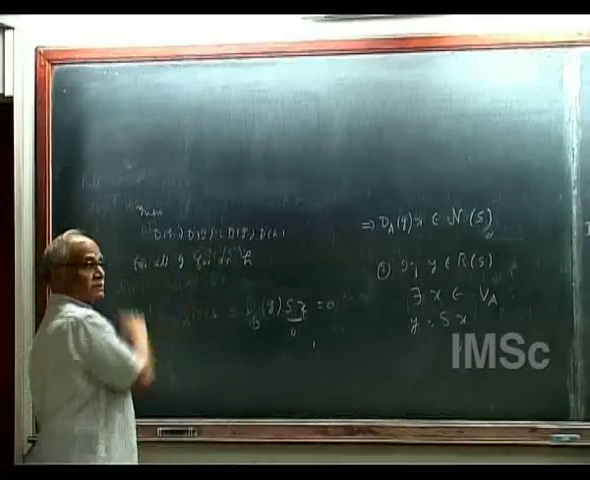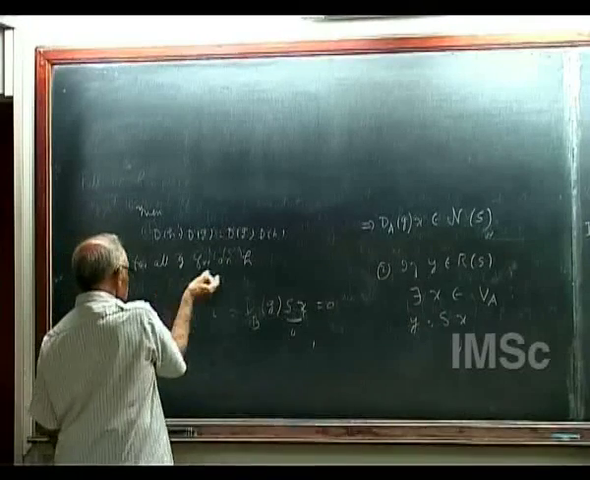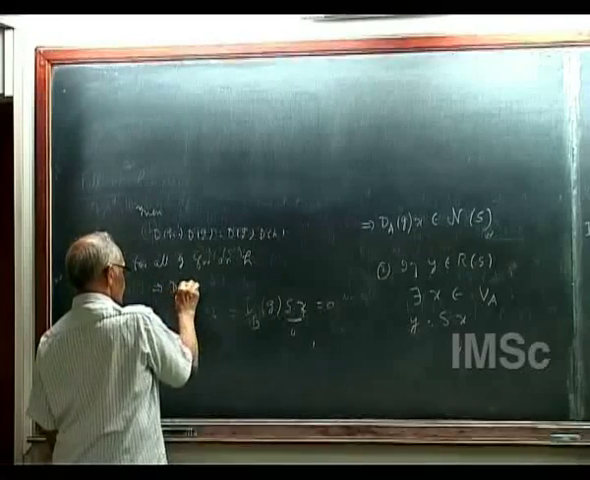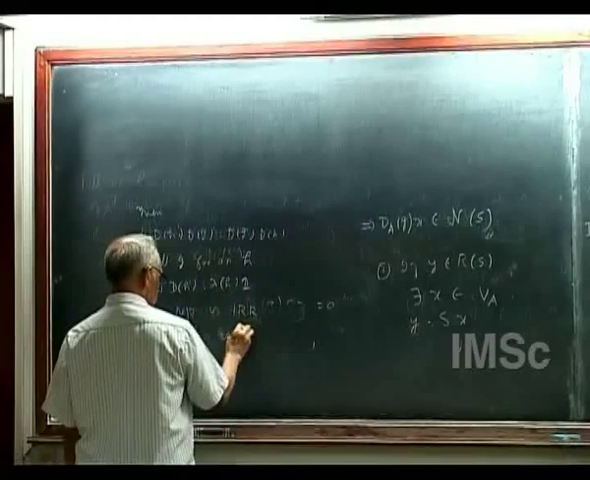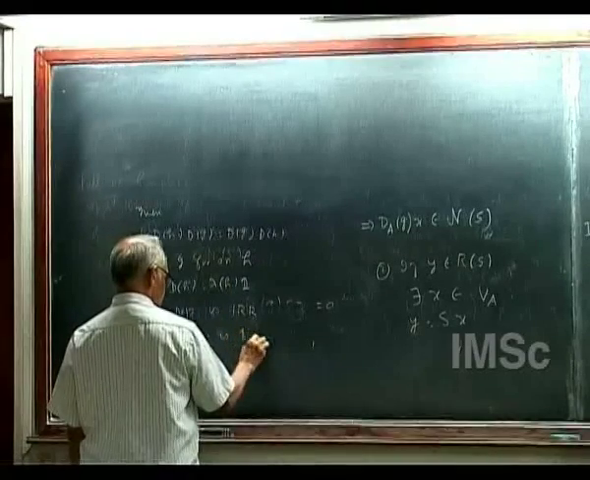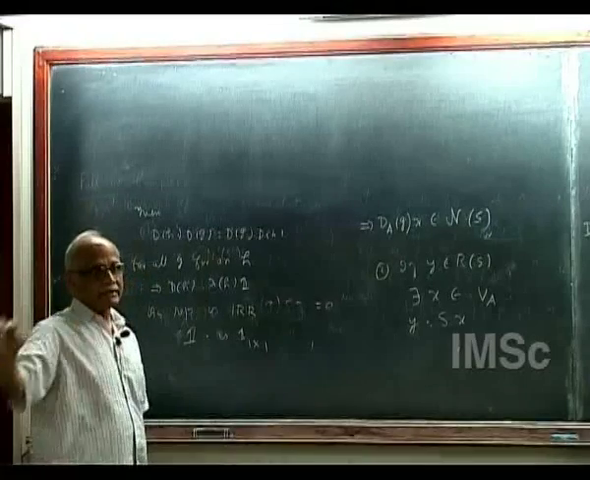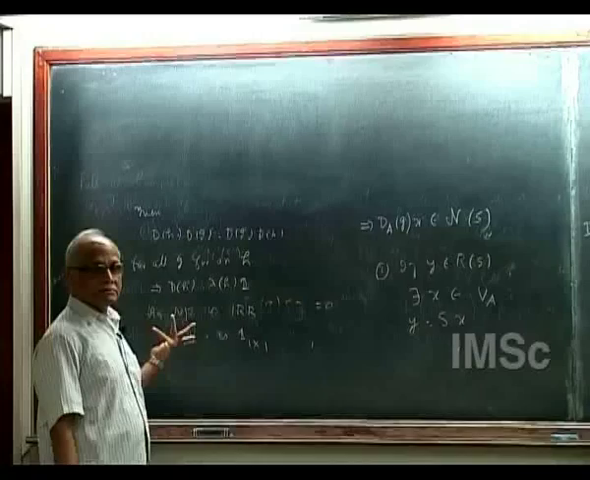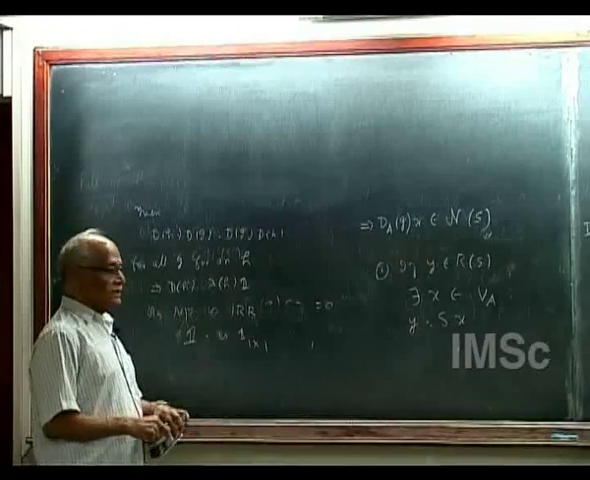But this is irreducible. So, by part 2 of Schur, D(h) is some lambda(h), one dimensional, just of dimension 1 cross 1. Otherwise, it will simply be multiple copies of the same. So, I have proved that every irreducible representation of an abelian group is one dimensional.